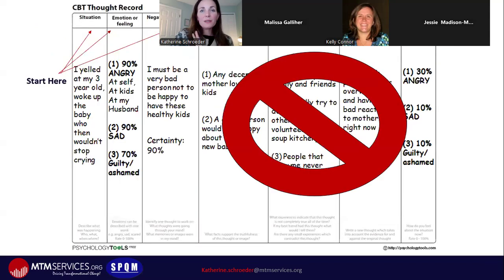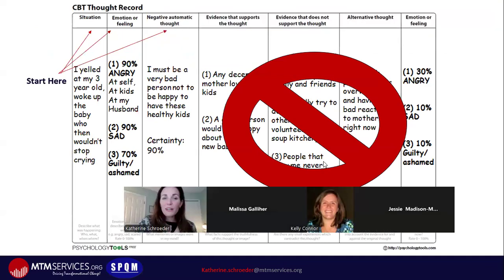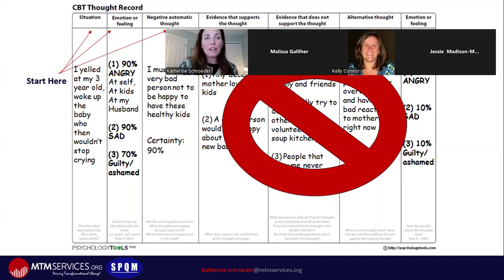So as I said, I was going to show my favorite thought record. Now, this is from Psychology Tools. I know it says Psychology Tools free at the bottom. I will just note that if you want a version that doesn't have an example on it, you do pay. So I have a subscription to this one because I like a lot of the tools that they have here.